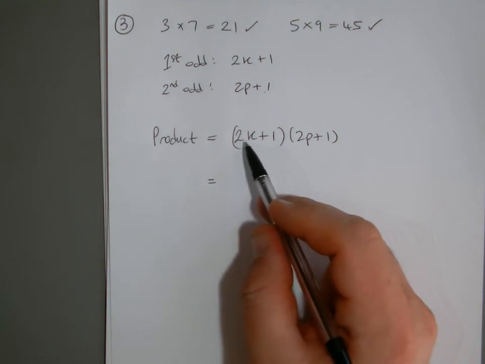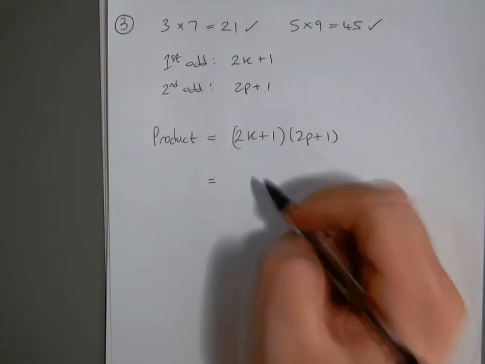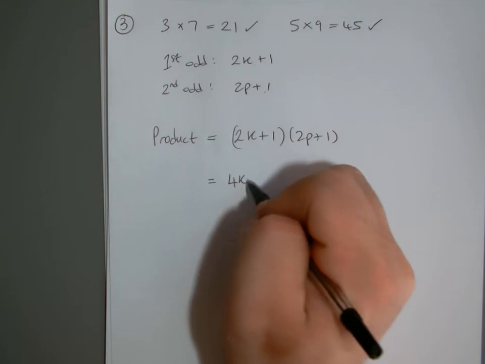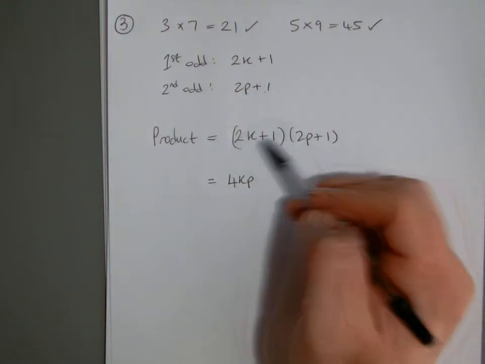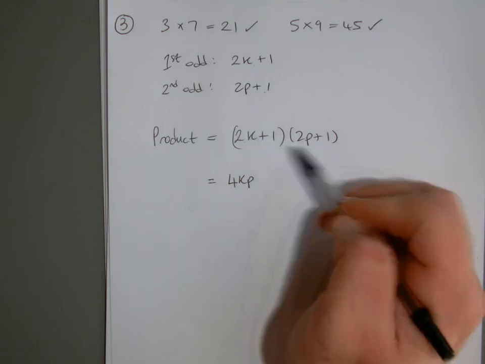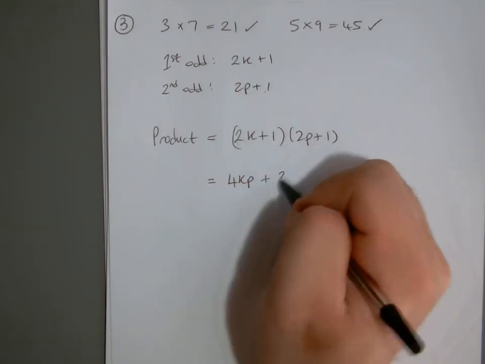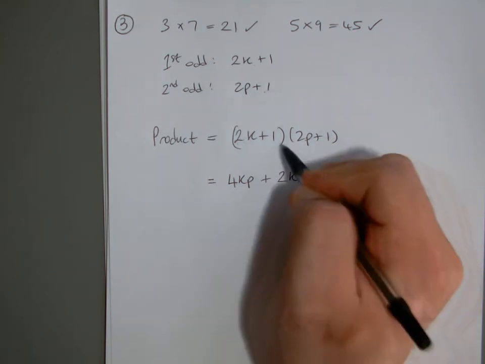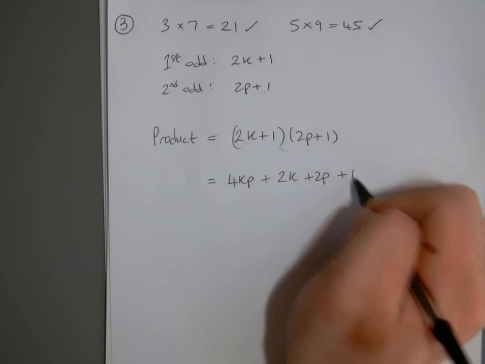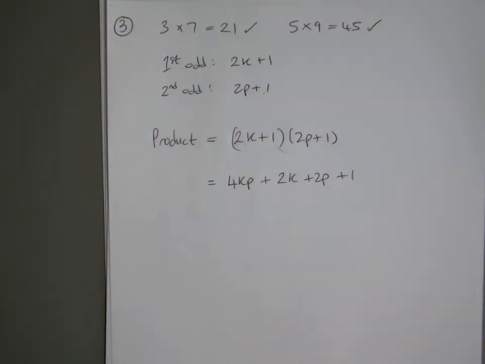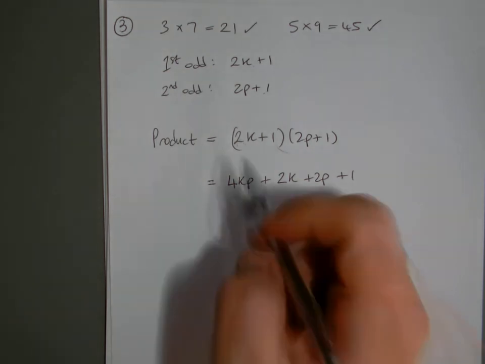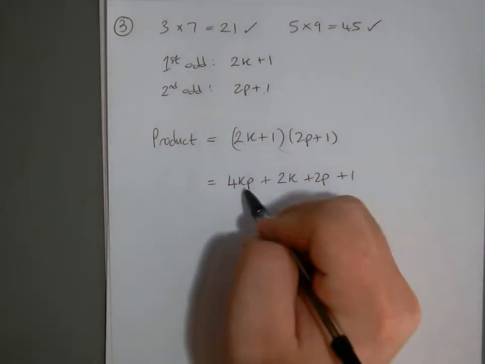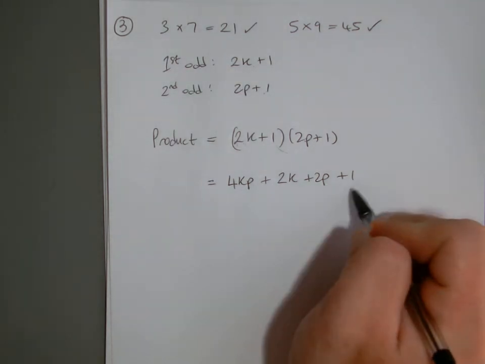Let's multiply out. So I've got first 2k times 2p is 4kp. Yeah, 2 times 2 is 4, kp, and then the outers is 2k, because 2k times 1. The inners, 1 times 2p is 2p, and then the lasts, 1 times 1 is 1. So I've got that there. And you'll notice here that we can't actually simplify that any further, because they're all different terms, aren't they? That's a kp, that's a k, that's a p, and then you've got a constant at the end.